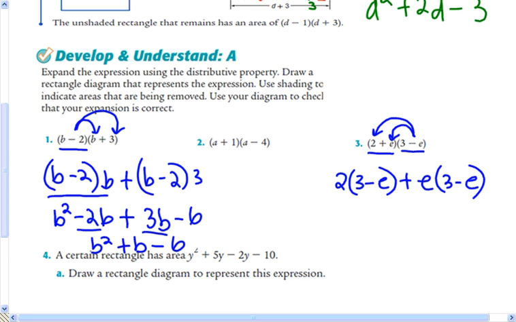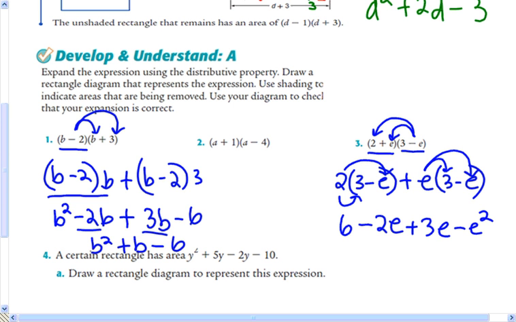And then we get 2 times 3 is 6. 2 times e is 2e, but notice there's a minus in there, so we get a minus in our expanded expression. e times 3 is 3e, and e times e is e squared, but there's a minus, so it's minus e squared. And then we combine like terms. Minus 2e plus 3e is 1e. So 6 plus e minus e squared.